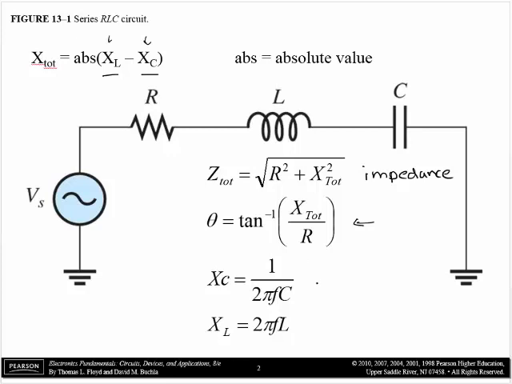And the same definitions still apply: XC is 1 over 2 pi FC, where F is frequency in hertz and C is capacitance in farads. And XL is still 2 pi FL, where F is frequency in hertz and L is inductance in henries.